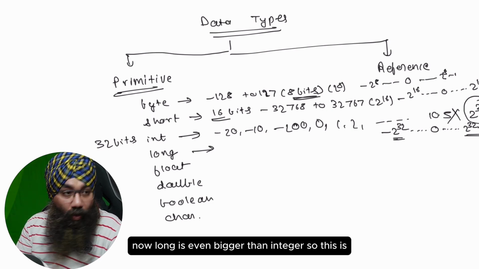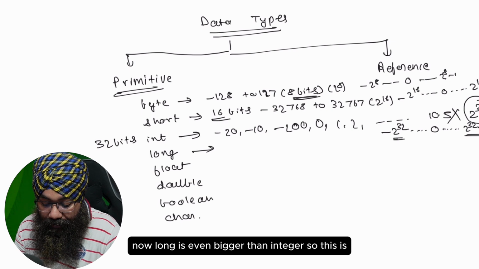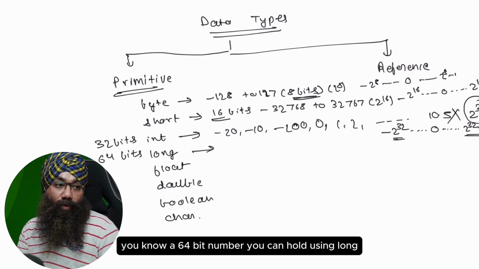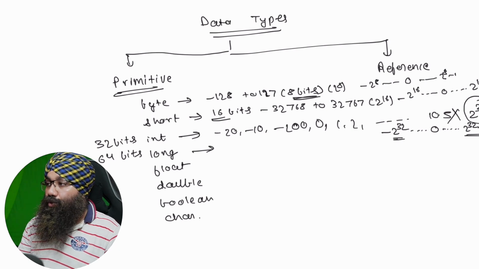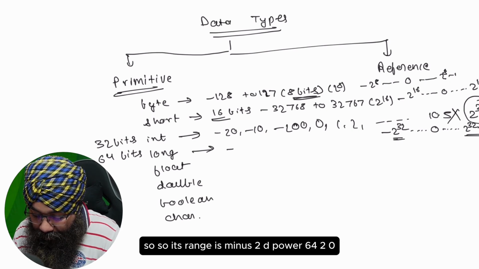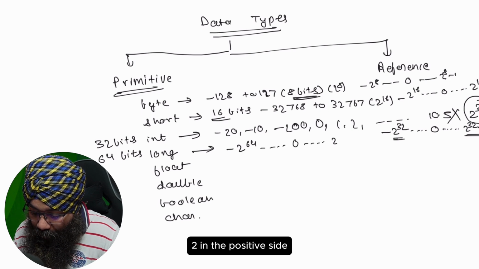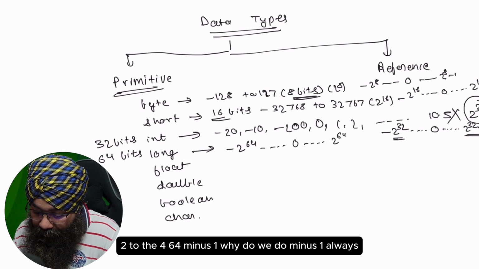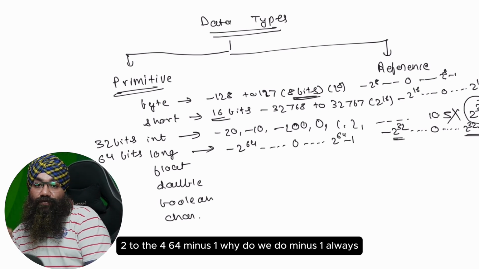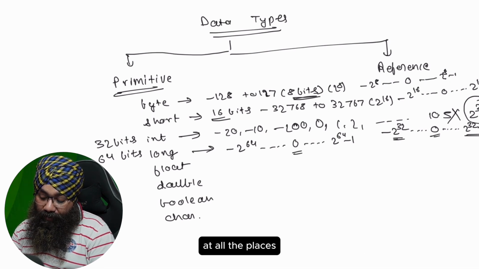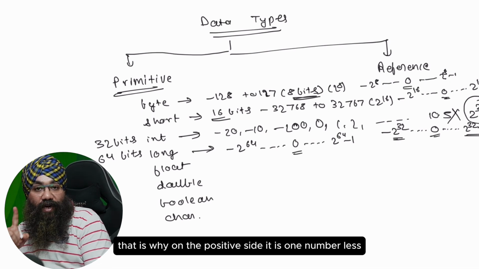Now long is even bigger than integer. This is a 64-bit number you can hold using long. So its range is minus 2 to the power 64 to 0 to, in the positive side, 2 to the power 64 minus 1. Why do we do minus 1 always? Because we have to accommodate 0 as well at all the places. That is why on the positive side it is one number less.